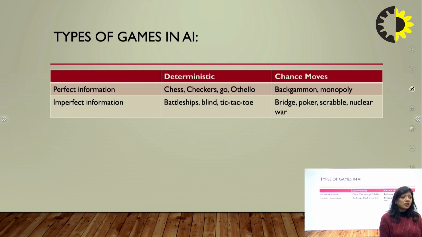First one, deterministic, perfect information. Deterministic means chess, checkers, go. Chance move maybe backgammon and Monopoly. And in imperfect information, we have battleships, tic-tac-toe, and chance move maybe bridge, poker, Scrabble, or nuclear war.